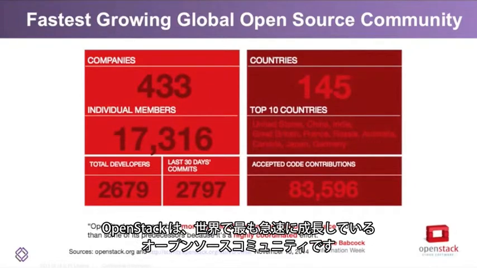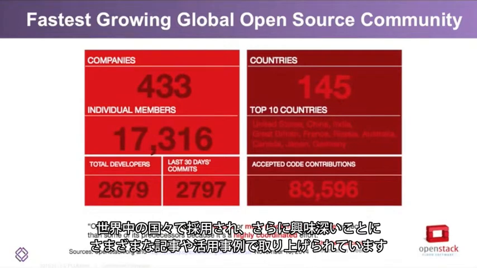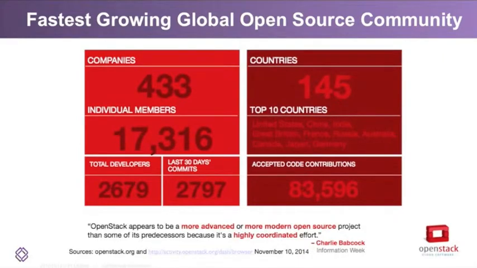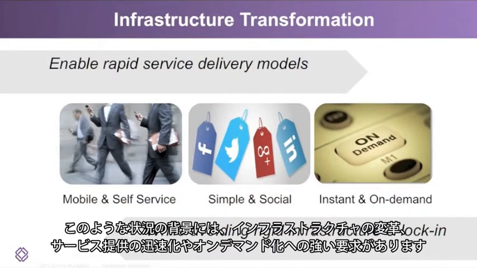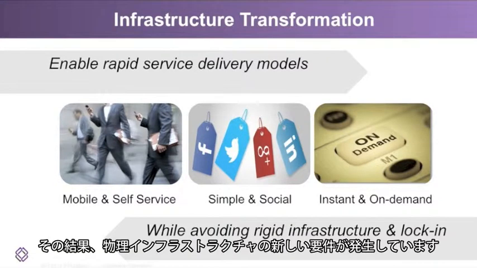OpenStack is the fastest growing open source community in the world. We see its adoption across hundreds of countries, and more interestingly, across a variety of verticals and use cases. Behind this adoption is the deep need for infrastructure transformation. The ability to deliver services rapidly and on demand translates into new requirements for the physical infrastructure.